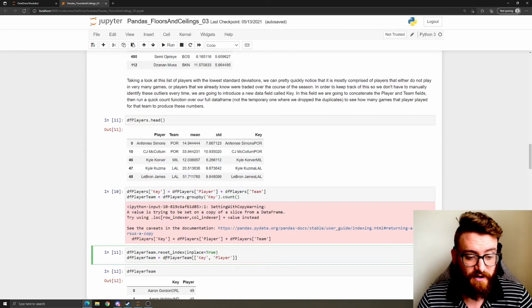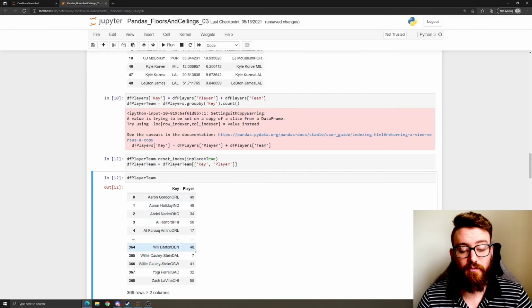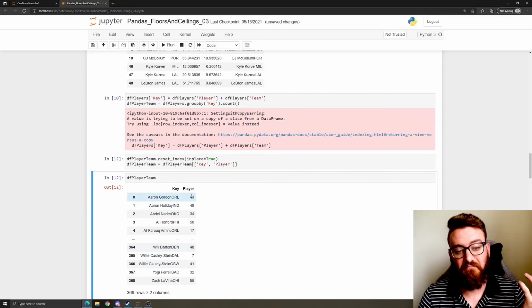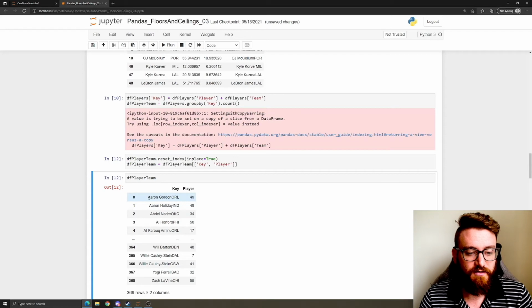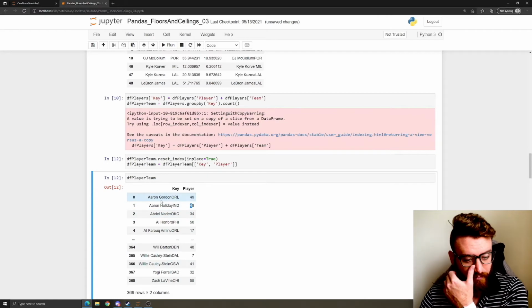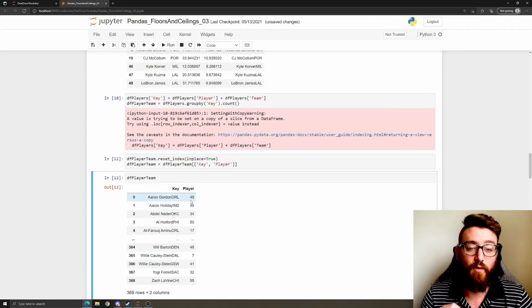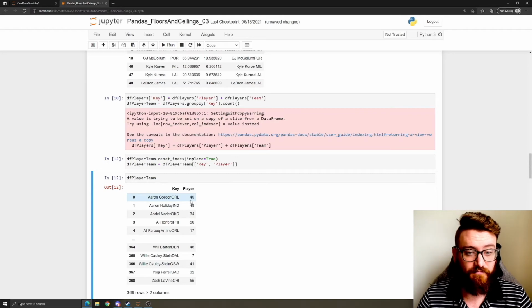And then we're just going to reset our index, and then we're just going to take a look at key and player because we don't need everything else. So we have our key and we have our player, and player is going to be the count basically. So Aaron Gordon with Orlando played 49 games, Aaron Holiday, Indianapolis 49, Abdul Nader, OKC 34, so on and so forth. And right now it's sorted alphabetical by player name. So now we have our count of how many games that player played for that team, which is pretty handy.